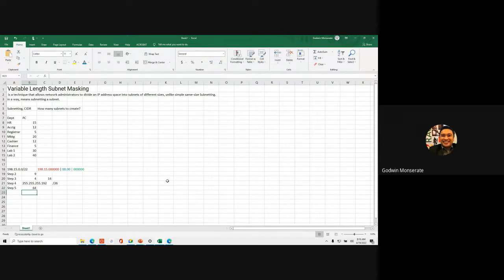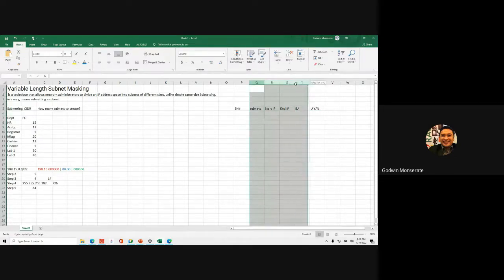Okay? So when we apply the subnets, all we need to do is to plot the table, right? So when we plot it, we have the subnet number, the start IP, the end IP, and the broadcast address, and the question whether it is usable, yes or no. Now, always remember this, okay? You will use this later.